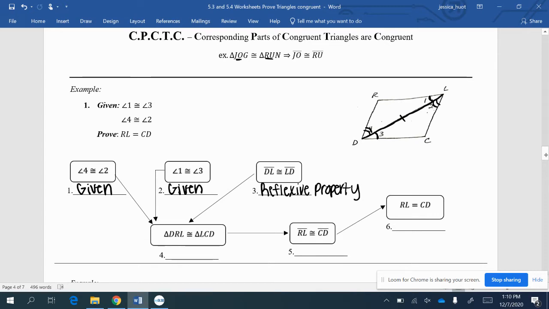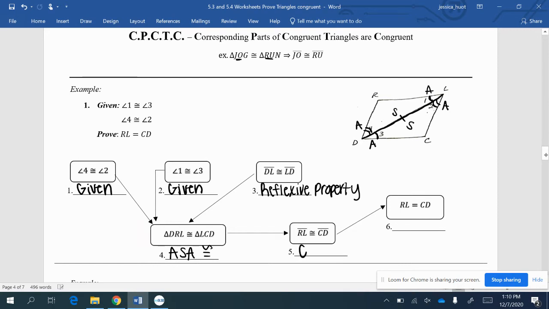Then I go right into saying that triangle DRL is congruent to triangle LCD. Here, let's look. We have an angle here that's congruent to this angle here, and then a side on the inside. So we can say it's ASA congruence. So once I prove that two triangles are congruent, then any other corresponding part is also congruent. So I can say that RL is congruent to CD because those are two corresponding sides.